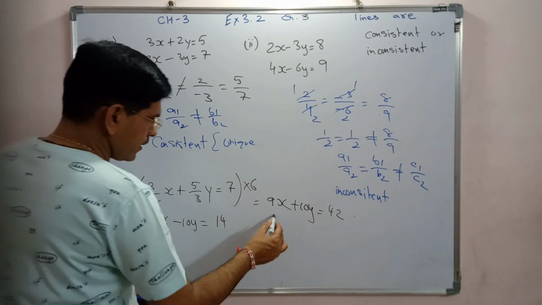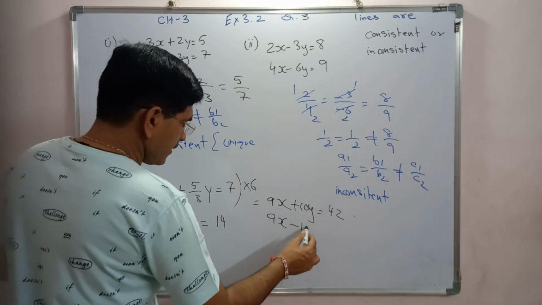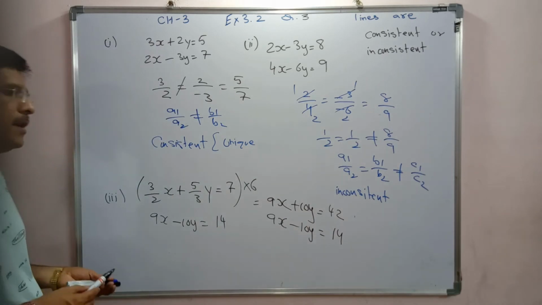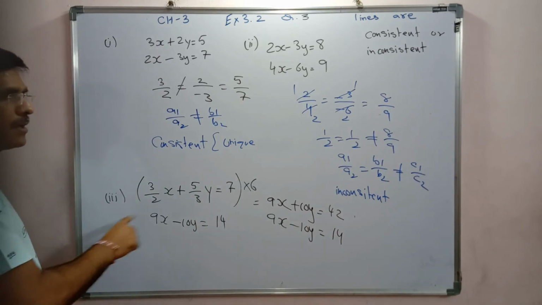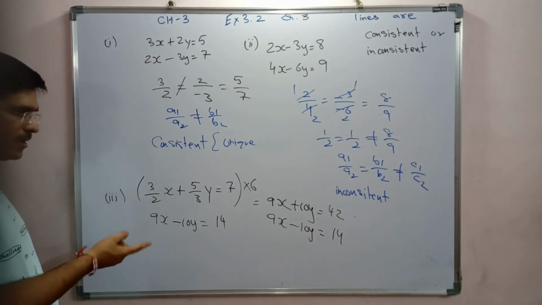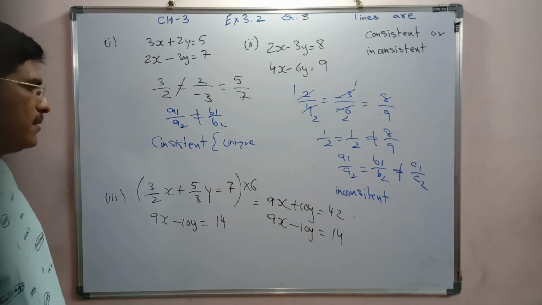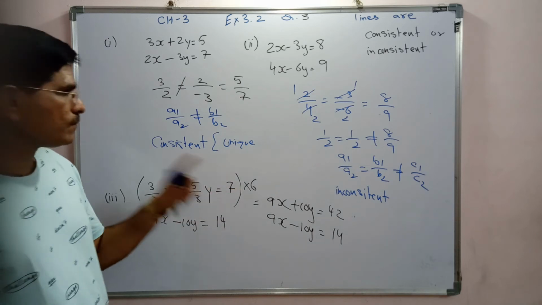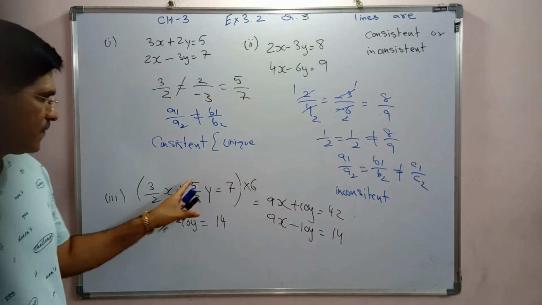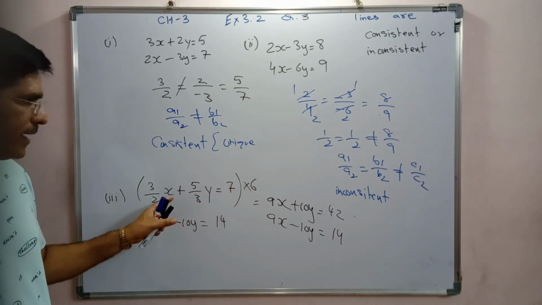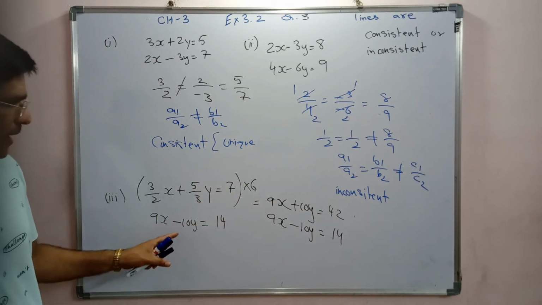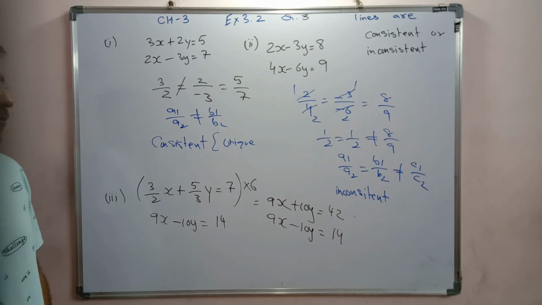Now here 9x minus 10y is equal to 14. Again, the LCM is 6, so I have to multiply each term by 6. 6 times 3 is 18 divided by 2, that is 9. 6 times 5 is 30 divided by 3, that is 10, and 6 times 7 is 42. Here 9x minus 10y is equal to 14.